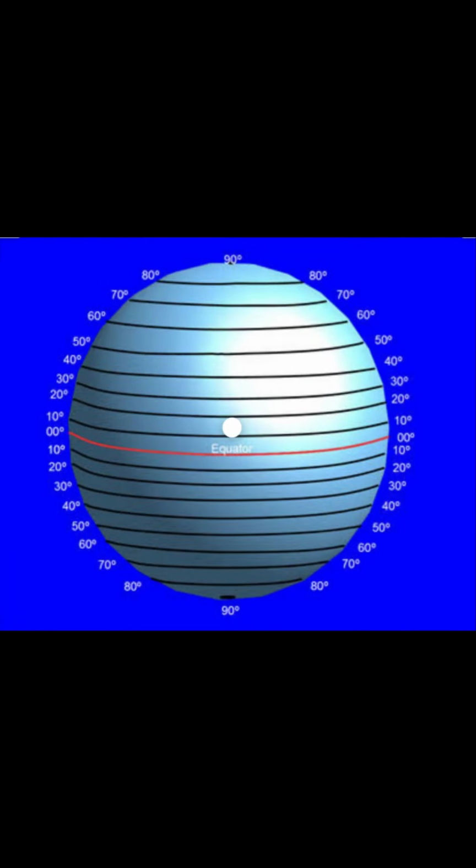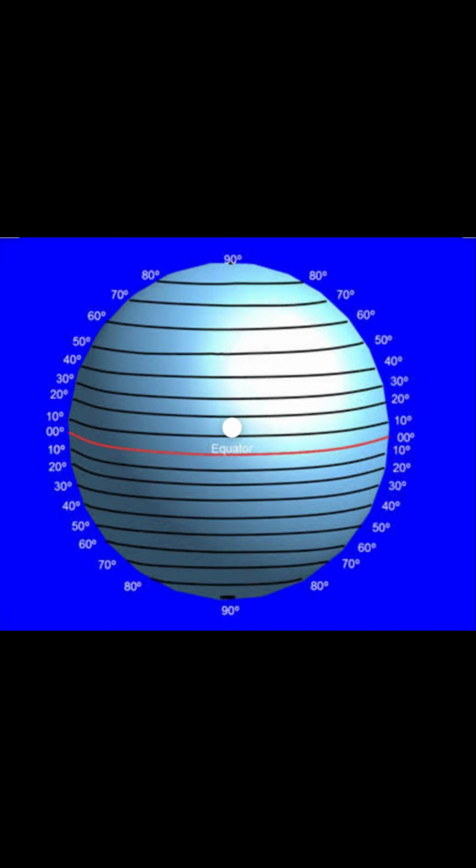So here children, you can see a line drawn which is red in color. This line divides the globe into two equal halves. The line which divides the globe into two equal halves is called the equator, and the equator is designated at 0 degrees.